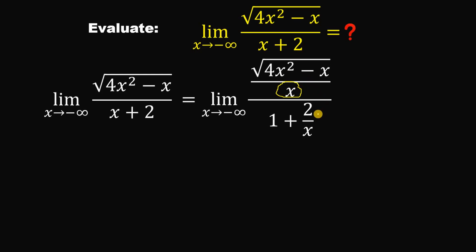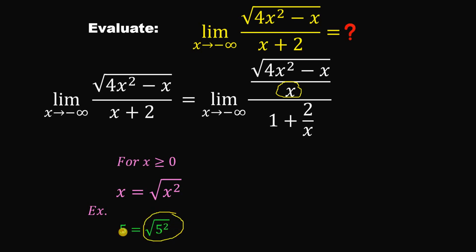Now the question is how to do that. This is easy when x is a positive number. For x greater than or equal to 0, a positive real number, we can say that x equals the square root of x squared. For example, we can rewrite 5 as the square root of 5 squared. So we are dealing with the square root of 5 squared, which is equal to 5.